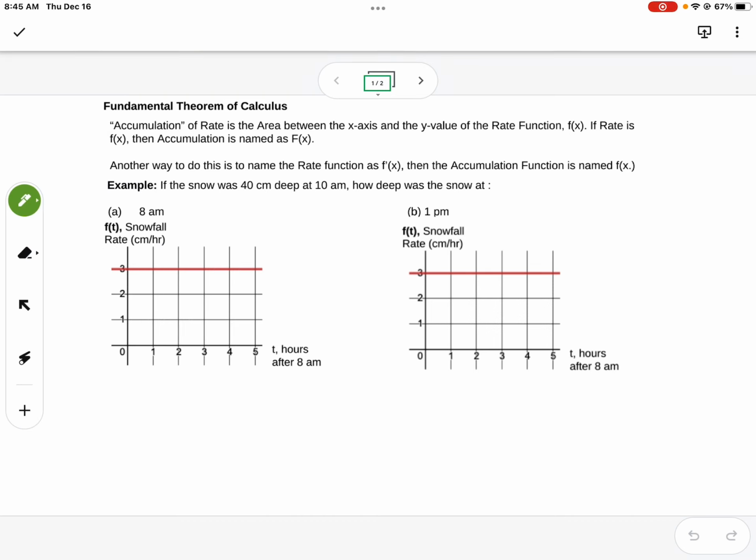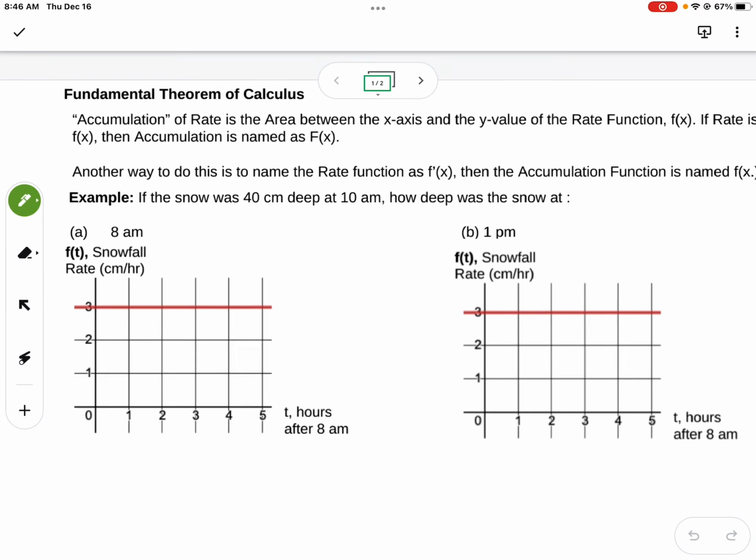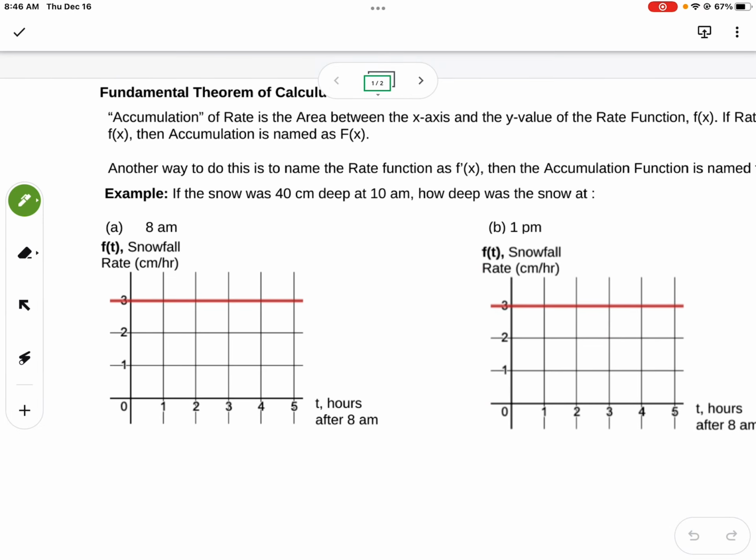And in this screencast, we're going to develop a little bit more about the idea of the fundamental theorem in more algebraic form. So we have two things going on here. We have a rate graph right here, and then we have to think about the accumulation of rate. Again, I apologize for always using the snowfall graph, but it's a really nice way to connect accumulation to real life. So as snow falls, it literally accumulates on the ground.